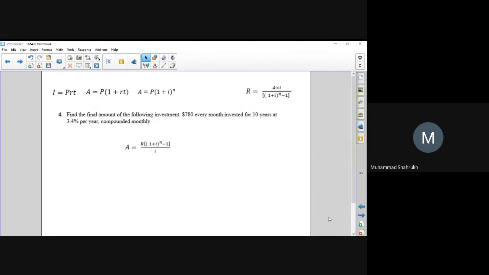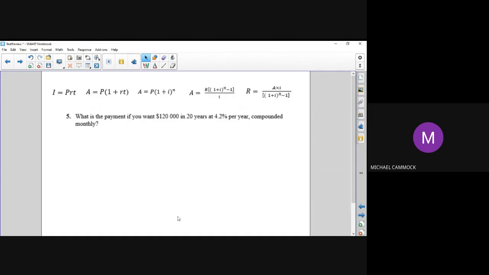Okay, let's keep going. What is the payment if you want $120,000 in 20 years at 4.2% compounded monthly? Again, let's call these equations 1, 2, 3, 4, and 5. Which of these do you think makes the most sense in this case? Read it for yourself and then you tell me.